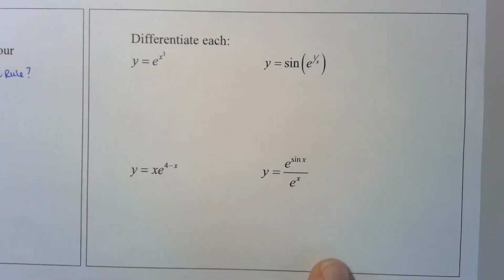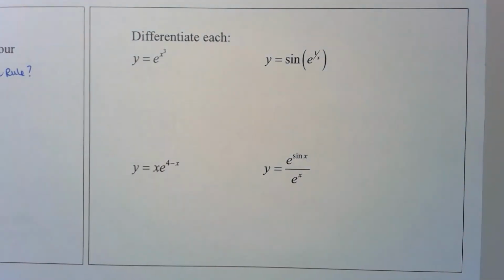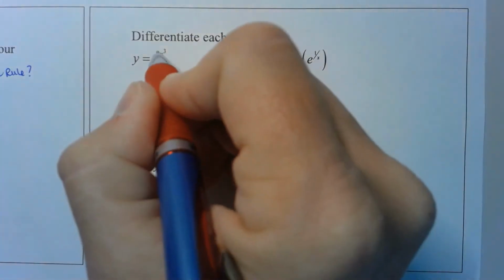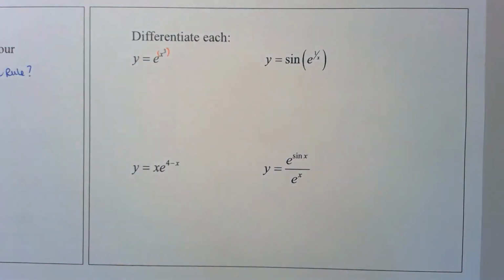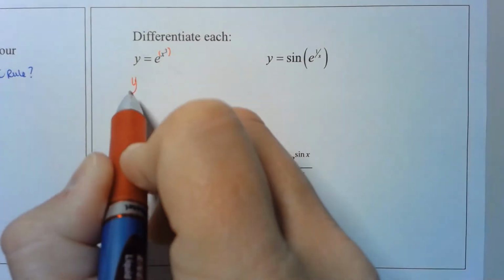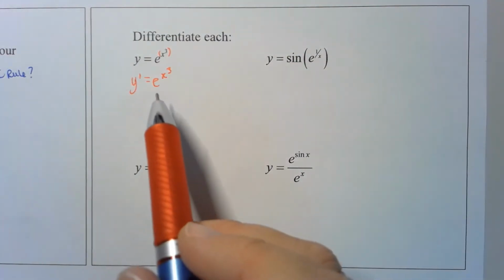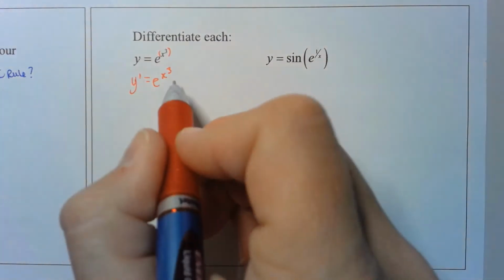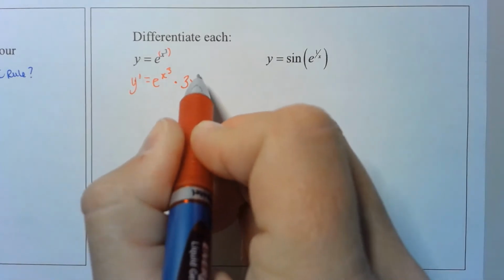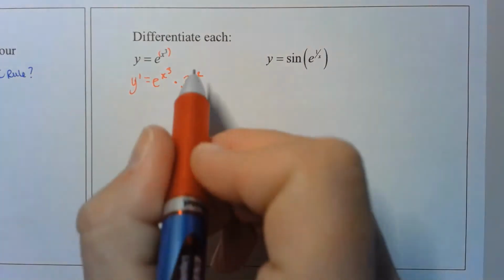So I've got 4 here. Differentiate. We've got y equals e to the x cubed. It's not just e to the x, it's e to the x cubed, which means we need to use the chain rule. But the derivative of any exponential is itself. So the derivative of e to the x cubed is still e to the x cubed. The chain rule says multiply by the derivative of the exponent. That's it. That's our answer.